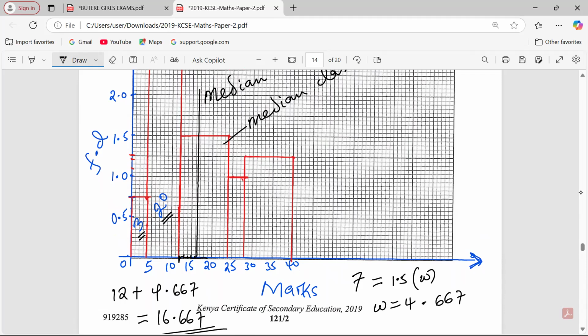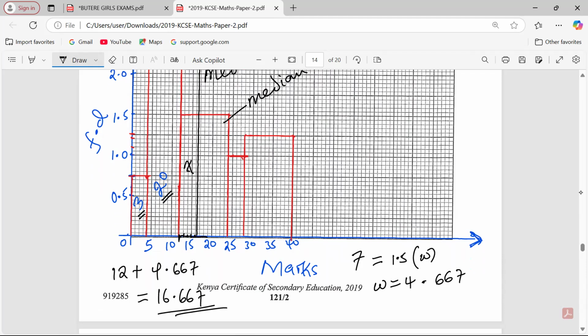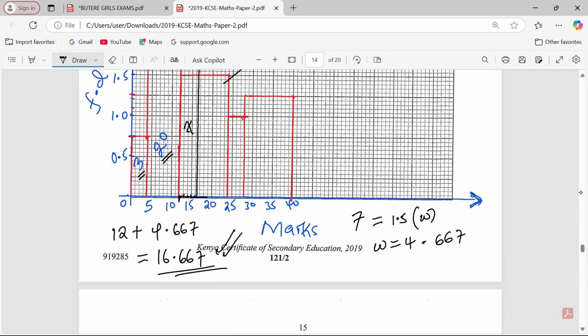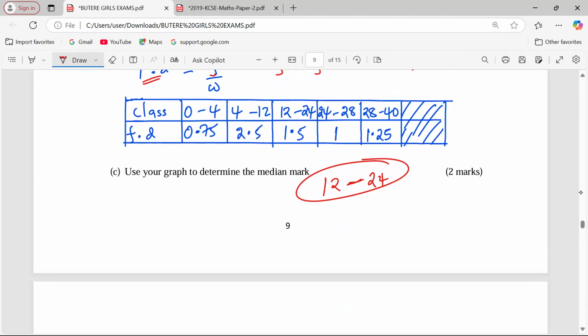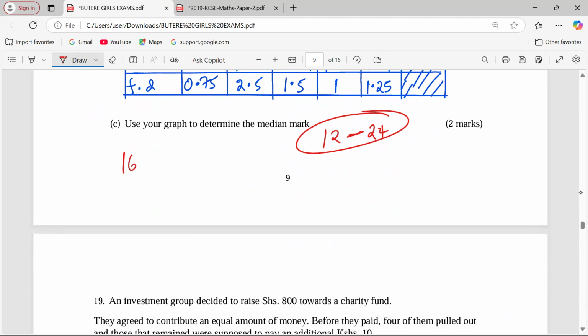So you find now with the width that we have added of 4.667, we multiply by the height of 1.5 and we will get 7 students there. So with those 7 students there, when we add to the first 2 classes, 20 and 3, we will get 30. So the median mark is 16.667. So from the graph, we are estimating 16.667. That is the median value that way.